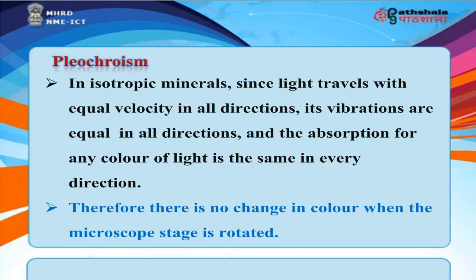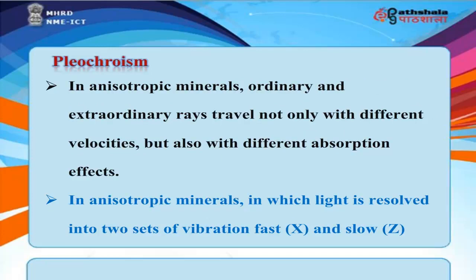In isotropic minerals, since light travels with equal velocity in all directions, its vibrations are equal in all directions and the absorption for any color of light is the same in every direction. Therefore, there is no change in color when the microscope stage is rotated. In anisotropic minerals, ordinary and extraordinary rays travel not only with different velocities but also with different absorption effects.